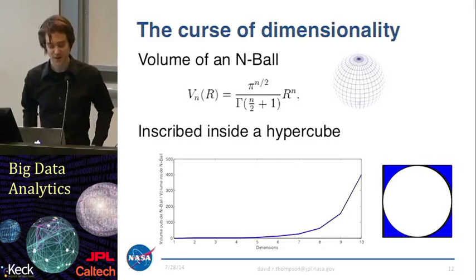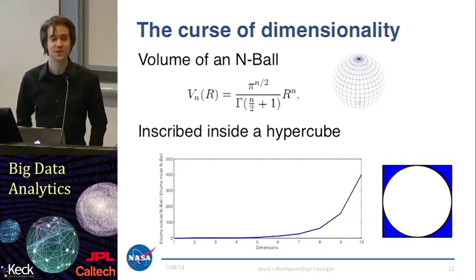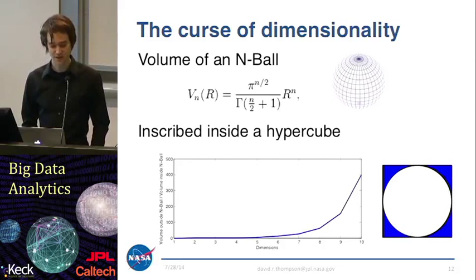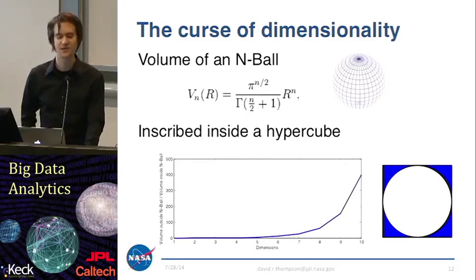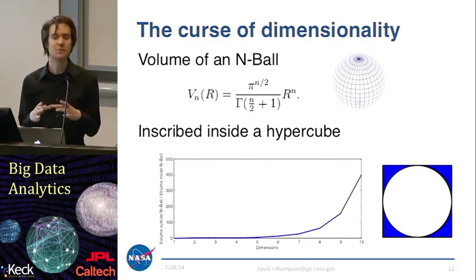I plotted here the ratio of the volume of the n-ball that's inscribed within a hypercube as the number of dimensions of our input space increases. You can see, just look at the y-axis here. For say 8 or 9 dimensions, we're already up in the hundreds. So what does this mean? This means that our inscribed n-ball, which I've shown here in 2 dimensions at right, comprises a much smaller portion of the input space.